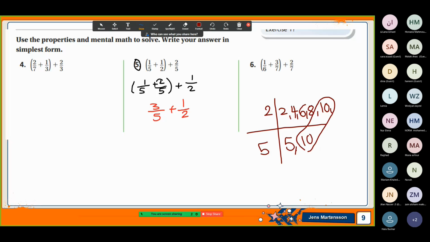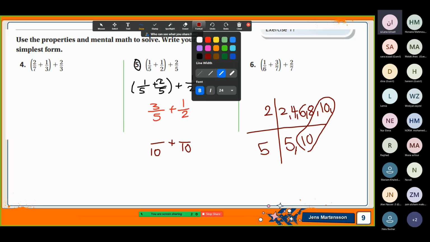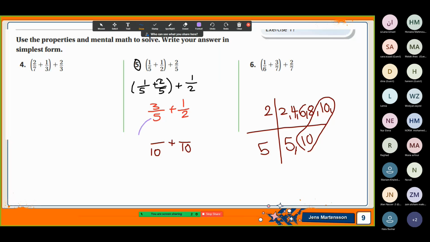Let's stop here. What is the common? 10. Now, what is the number that you multiply by 5 to get 10? 2. Bravo. And what is the number that you multiply by 2 to get 10? 5. Bravo. 2 times 3 is 6, and 1 times 5 is 5.